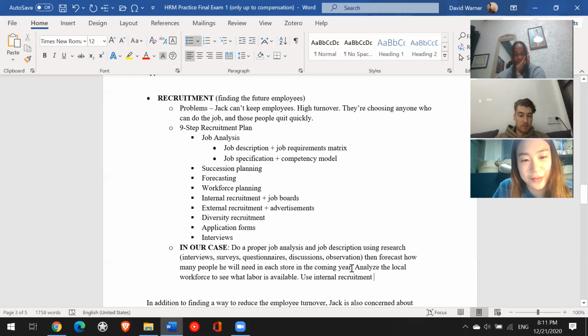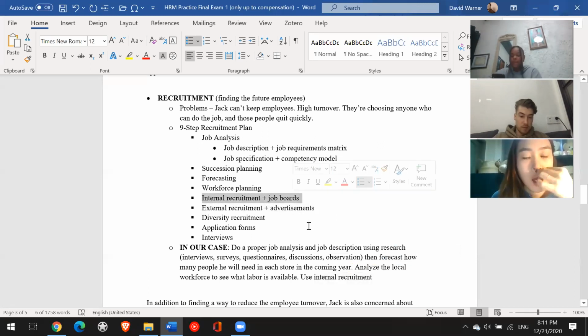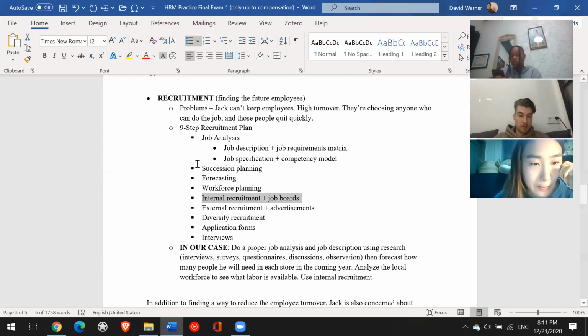So I still expect you, don't think that because this is our final review and I said internal recruitment plus job board, that this means you can just copy and paste this on the final exam and I'll give you an A. That's not what it means. You still have to go to your notes and figure out, what does this mean? How would you recommend it? If you said to Jack, use internal recruitment, and then Jack says, I don't know what you mean, how do you explain that to him?